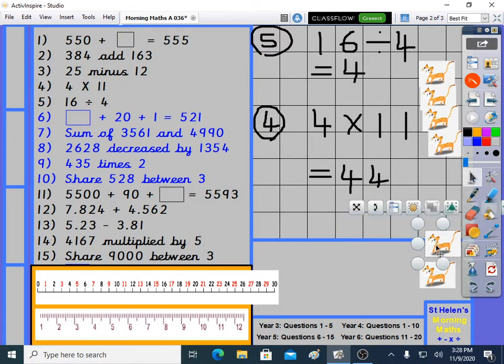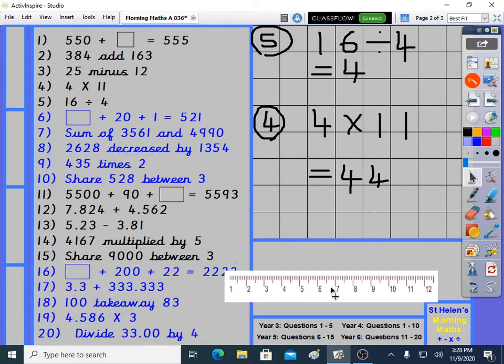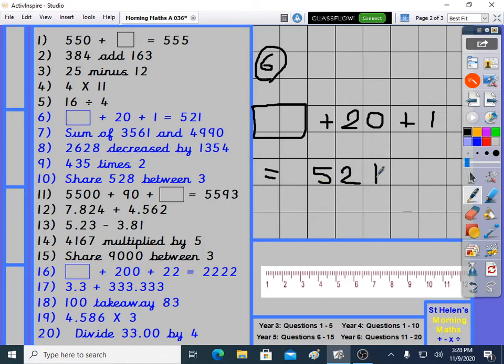If you're coming on to year 4 level, stay with me. Might need that. So on to year 4, question 6. Place value as usual. Something plus 20 plus 1 is 521. It's 500, isn't it? Something plus 20 plus 1 equals 521. You can hear the 20 and the 1, but the 500 is missing in the question. 500 goes in the missing box. That's question 6.